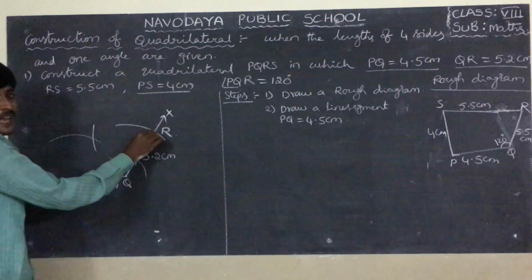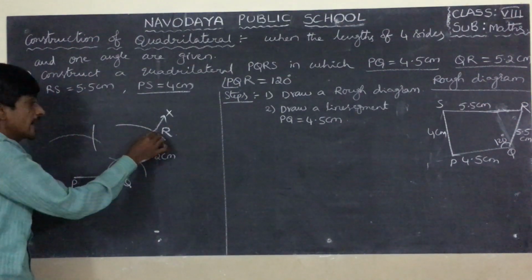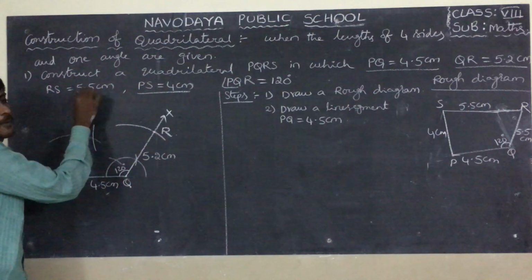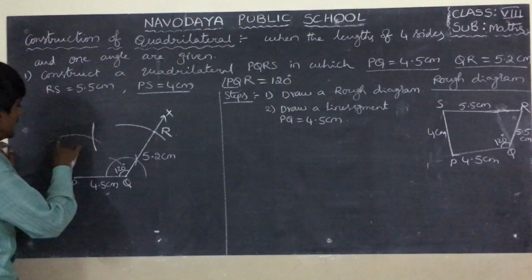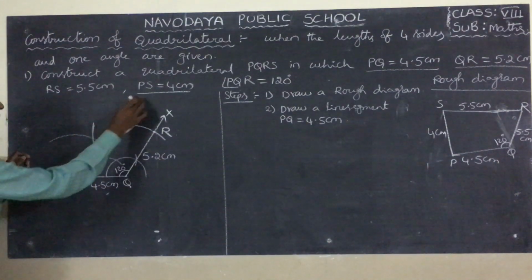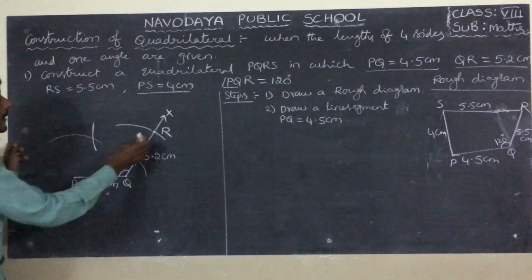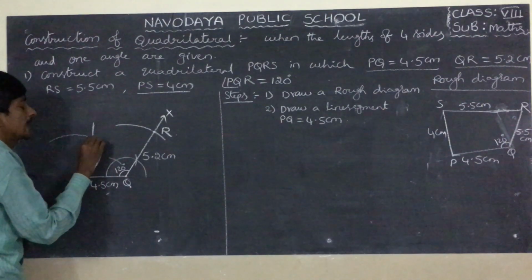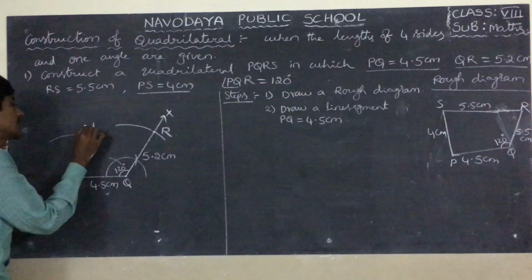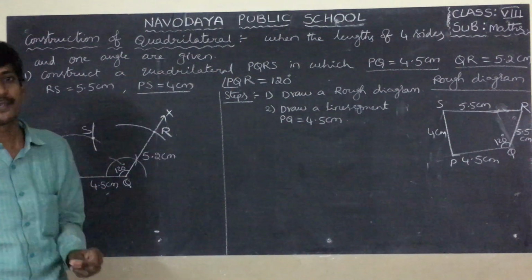With R as center, RS equals 5.5 centimeters, draw an arc. The PS arc and RS arc intersect at a point. That point is S.